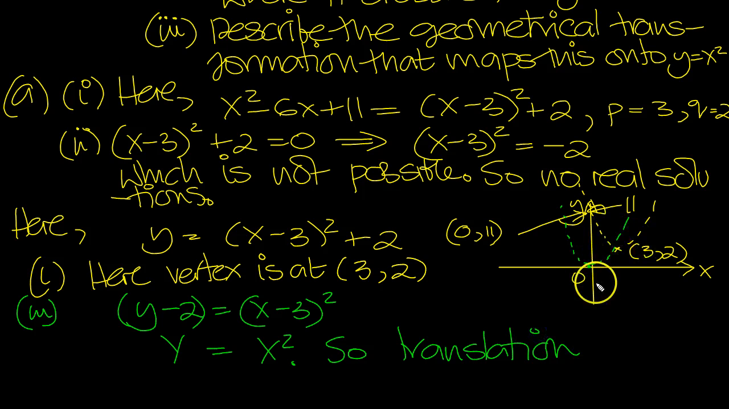So we need to move it down. X-wise we need to move it along back 3, and we need to move it down 2. Back 3, down 2, and it will move to y equals x squared. That maps this onto that, yeah, so we would do that.